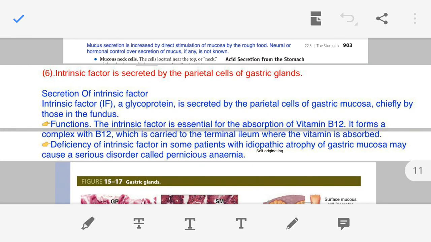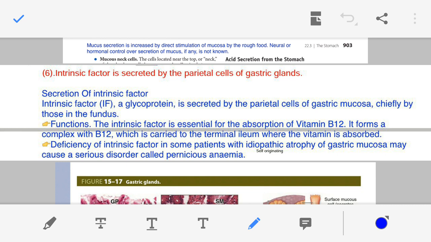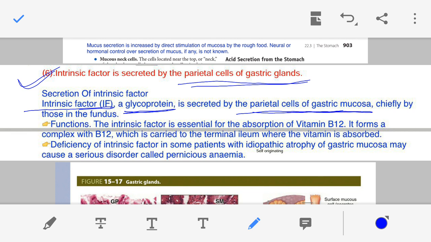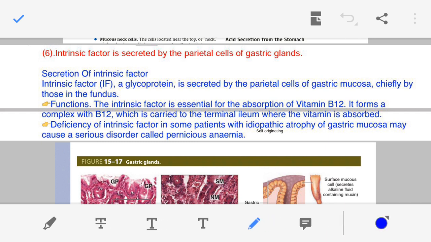Now moving on to the sixth point of our discussion, which is related to the intrinsic factor. As you can see, it is secreted by parietal cells of the gastric gland. Actually, it is a glycoprotein secreted by parietal cells of the gastric mucosa, and these cells are mainly present in the fundus region of the stomach. Now what role is this intrinsic factor playing? Over here it is written, the function of intrinsic factor: it is essential for the absorption of vitamin B12.